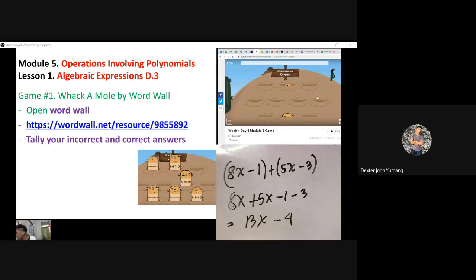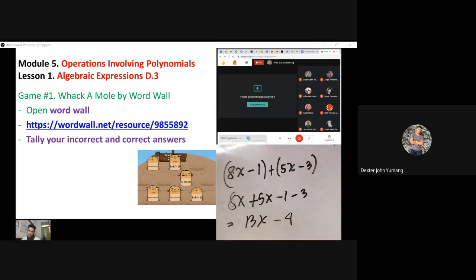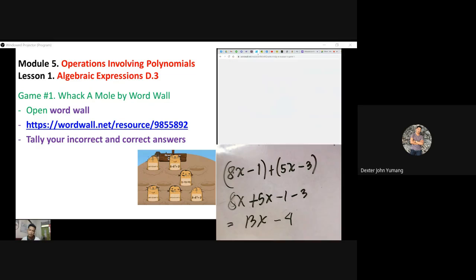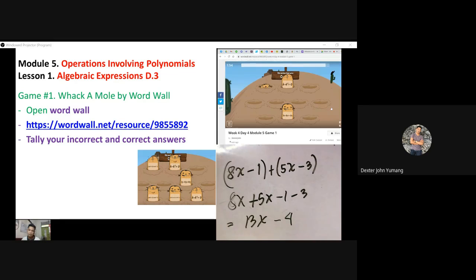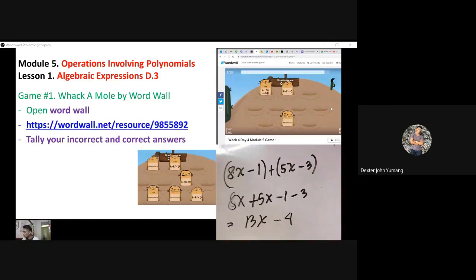So click the link on the chat box, please, para maka-game na kayo. Tapos, meron pong score automatic. Ipapakita niya po ang score. Again, that is only 2 minutes. Paramihan or pataasan po ng score.